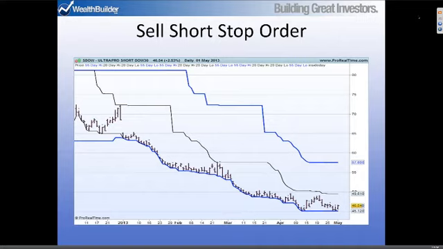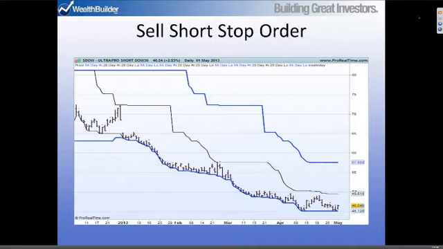Note that it's very similar to a sell stop order. The only difference is that a sell short stop order is used to enter a new short position, and a sell stop order is used to exit an existing long position.